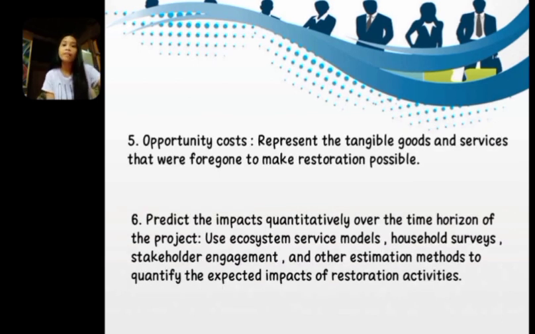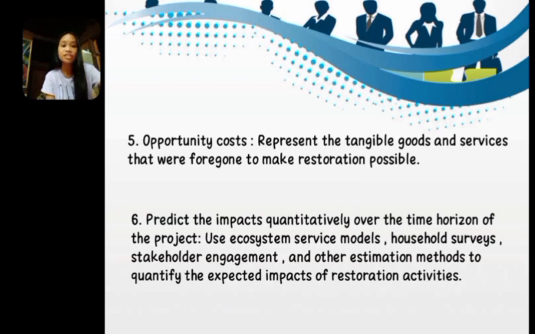So number 5, the opportunity cost. They represent the tangible goods and services that were foregone to make restoration possible. The opportunity cost is an economics term that refers to the value of what you have to give up in order to choose something else, or in a nutshell, it's the value of the road not taken.